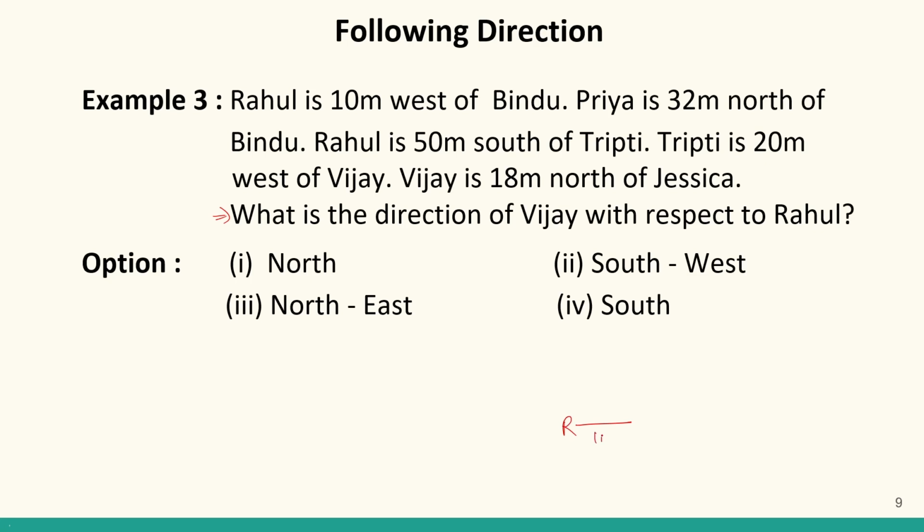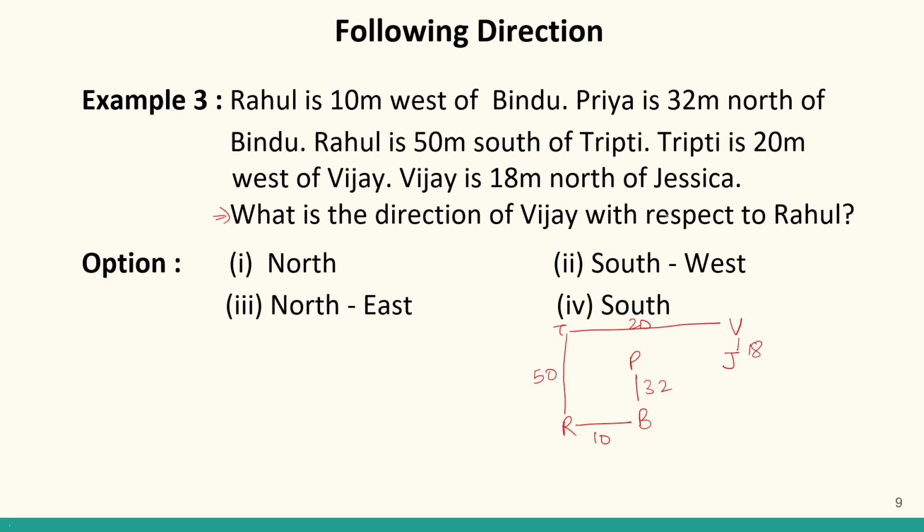We know Rahul is 10 meter west of Bindu. Priya is 32 meter north of Bindu. Similarly, Rahul is 50 meter to the south of Tripti. Vijay is 20 meter to the east of Tripti, or Tripti is 20 meter to the west of Vijay, and Vijay is 18 meter to the north of Jessica. P and J fall in the same line. So this much information is given to us, right?